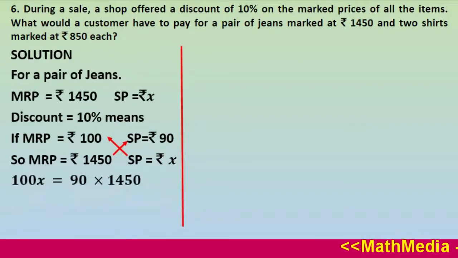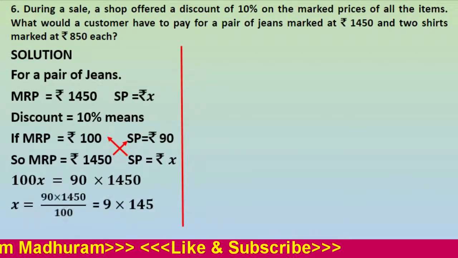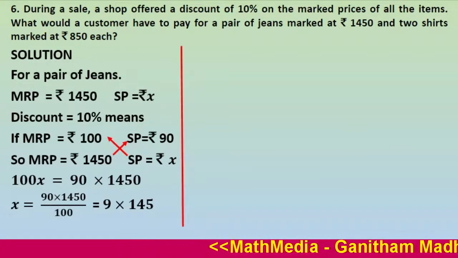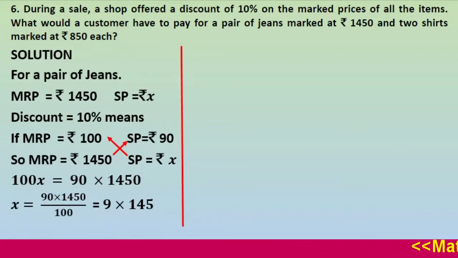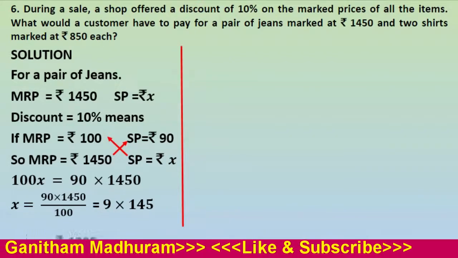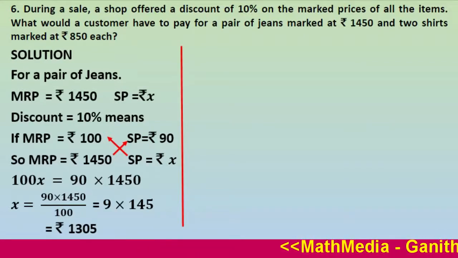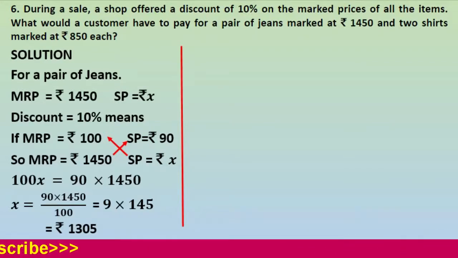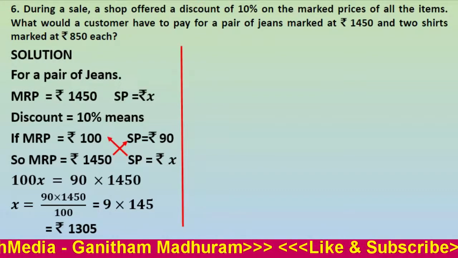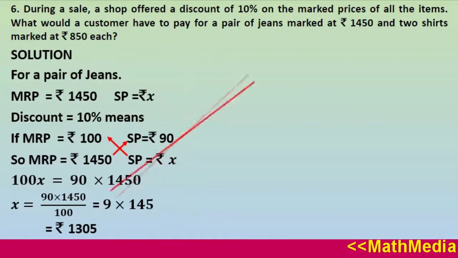So 100x equal to 90 into 1450, or x equal to 90 into 1450 whole divided by 100. Two zeros from the numerator and denominator are cancelled. We get 9 into 145. That gives rupees 1305. Hence, for a pair of jeans, the customer has to pay rupees 1305 only.